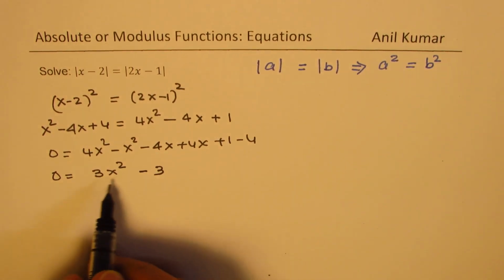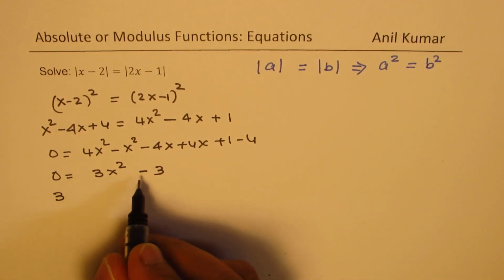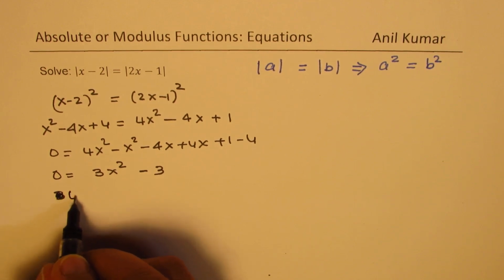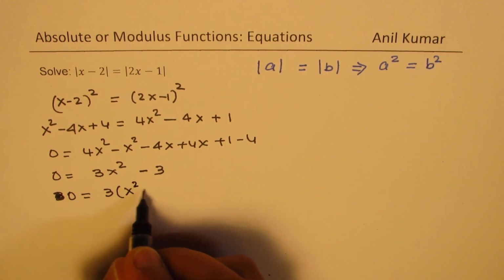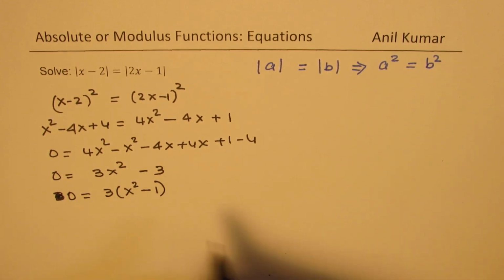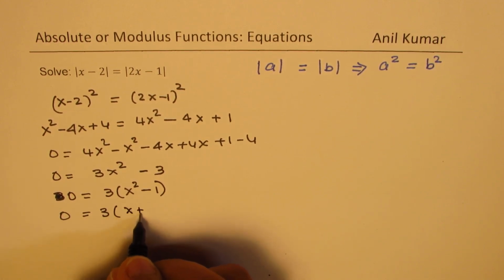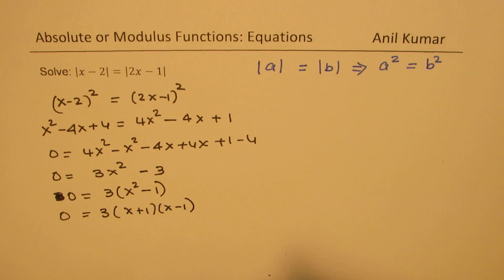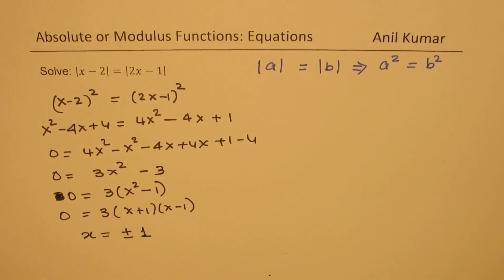Well, that's simpler than I thought. So bringing 3 to the right side, we get 3, or you could just factor this. Factoring is better. So I write 0 equals, let's factor 3, right? So we get x squared minus 1, and that gives you two solutions. You could also write this as 3 times (x plus 1) times (x minus 1), and that gives you two solutions, that x is equal to plus or minus 1. Correct? So that is how we could actually solve this particular equation. Is that clear to you?